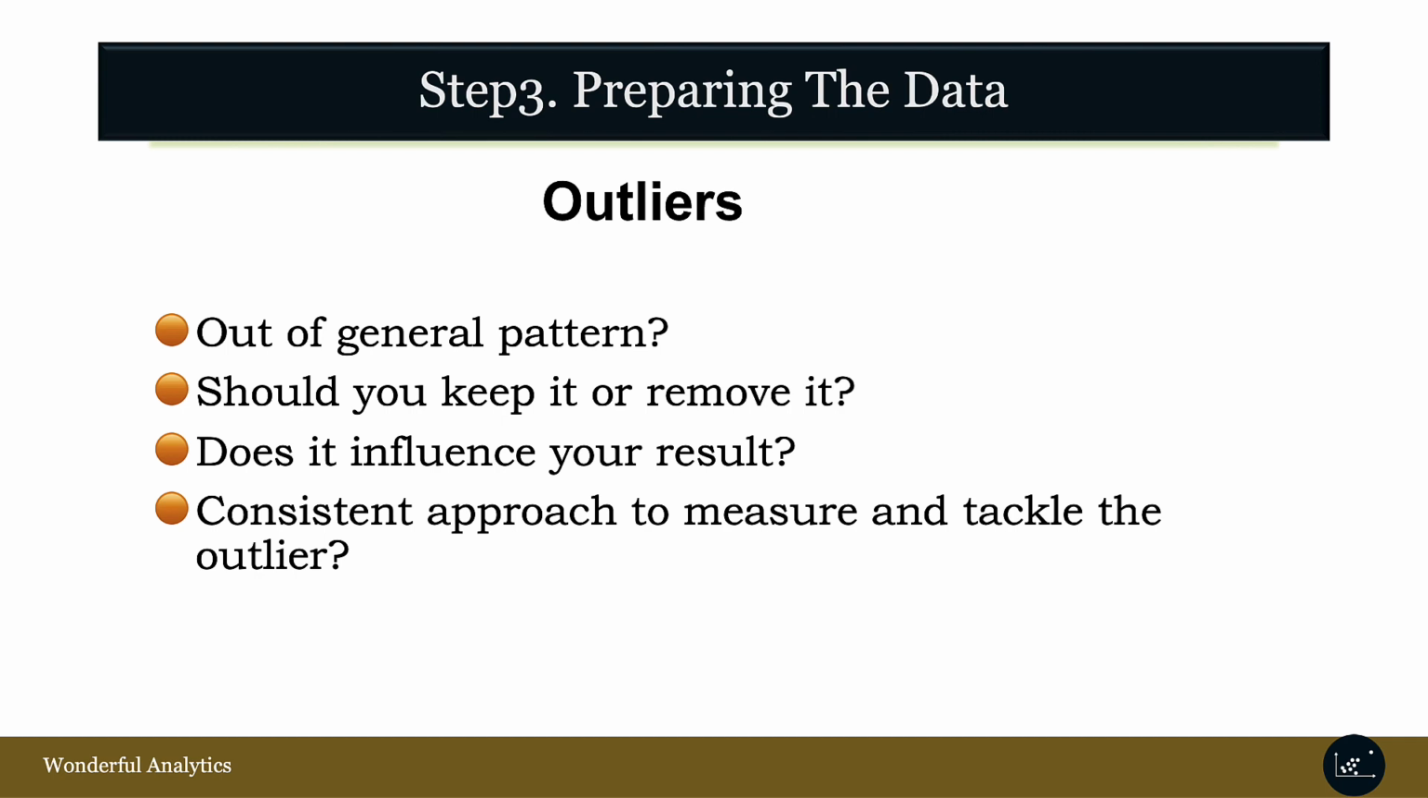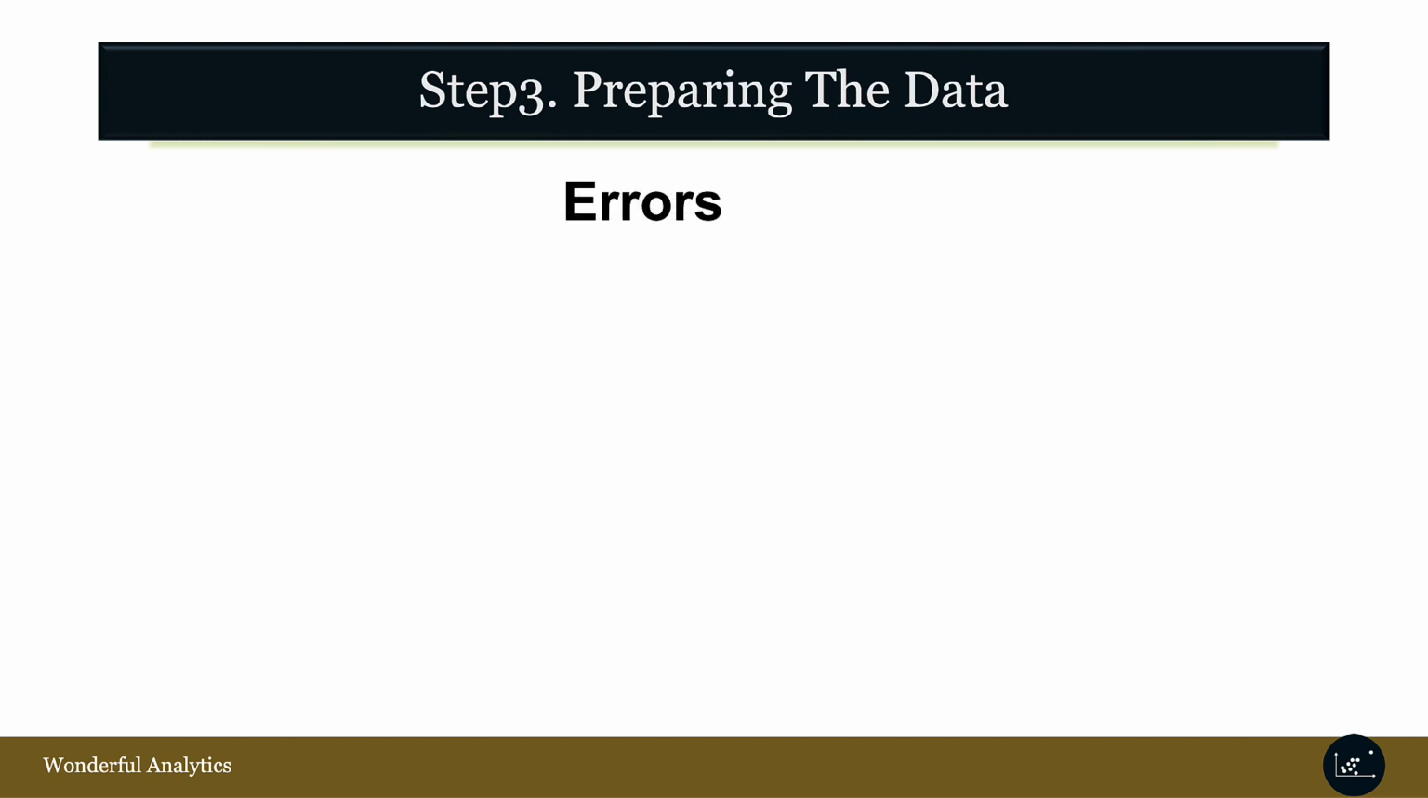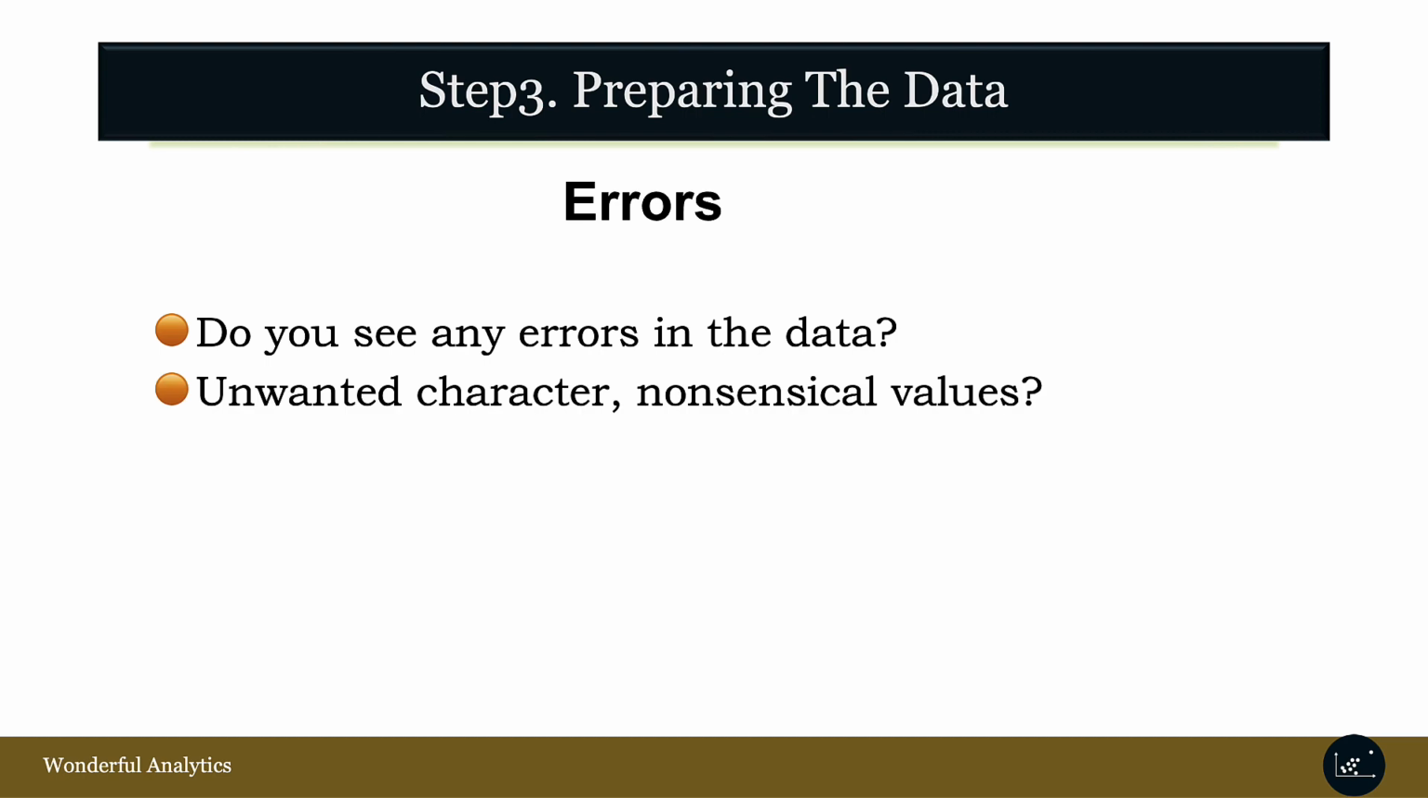Do you have any consistent approach to measure and tackle the outlier issue in the data? Do you see any errors in the data such as unwanted characters, nonsensical values, for instance, negative years of experience or negative age, null values that don't make sense? So you have to take care of those as well as part of your data preparation.